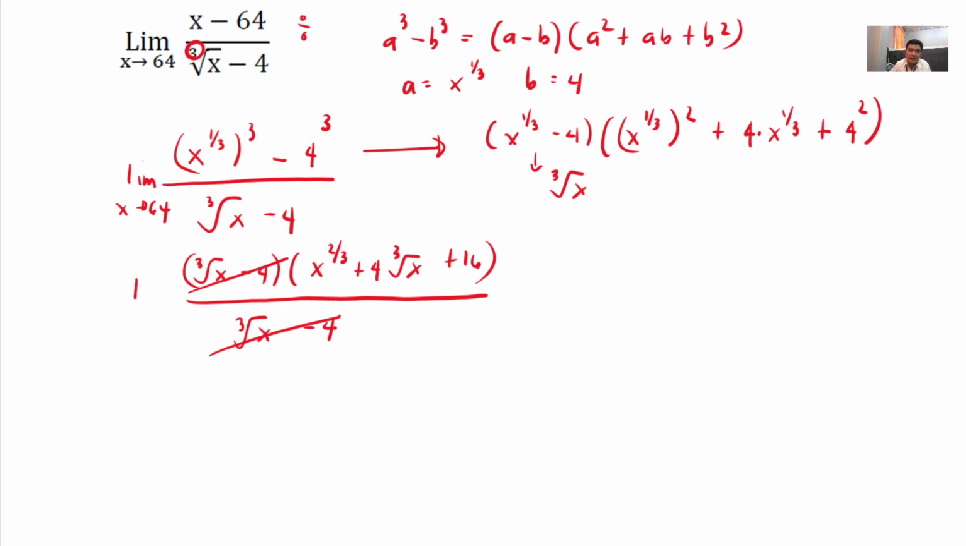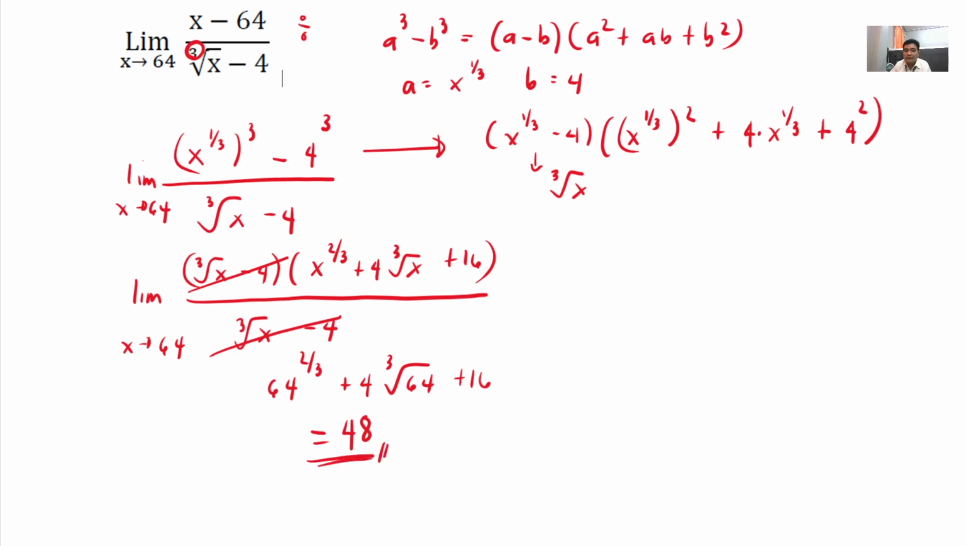So that is the limit as x approaches 64. We substitute yung 64 natin. 64 raised to 2/3 plus 4 cube root of 64 plus 16. And that will give us ilan? 64 raised to 2/3, plus 4 times cube root na 64 is 4, plus 16. That is 48. It will give us 48.